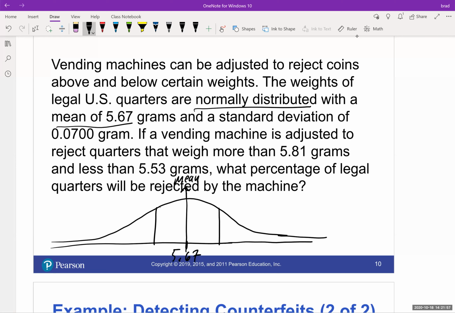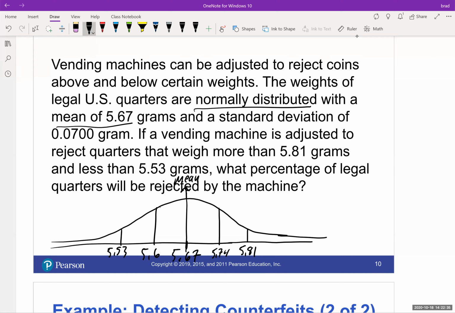So I'm going to take out my calculator. And I'm going to do 5.67 plus 0.07, and I get 5.74. And then I'm going to do 5.67 minus 0.07, and I get 5.6. Now I'm going to do another standard deviation. So this will be my second standard deviation that way, and this will be my second standard deviation that way. I'm going to add 0.07 again, so this should be 5.81, and this should be, what?